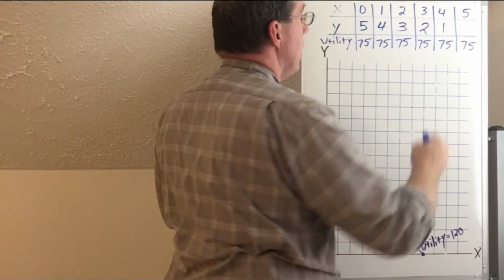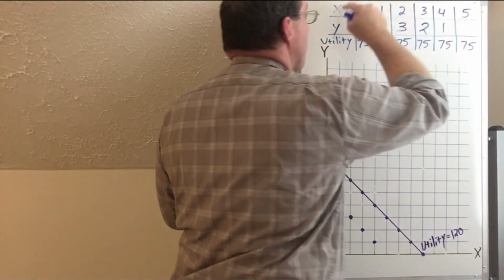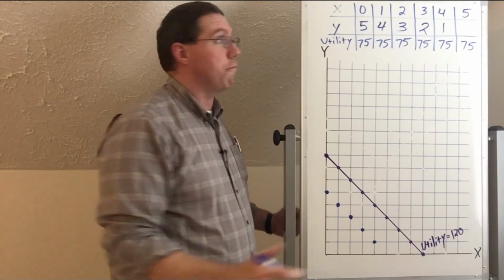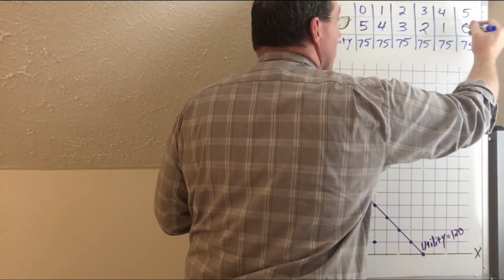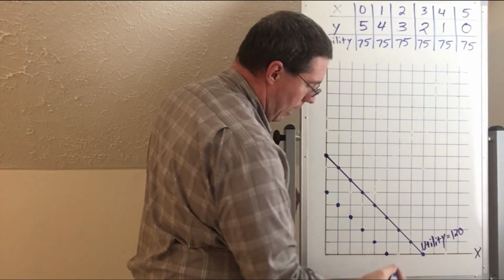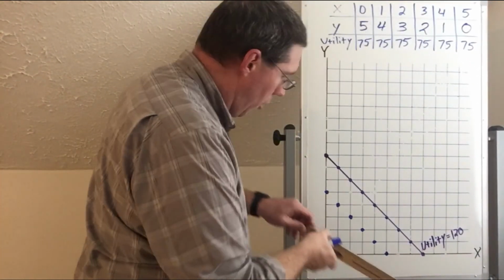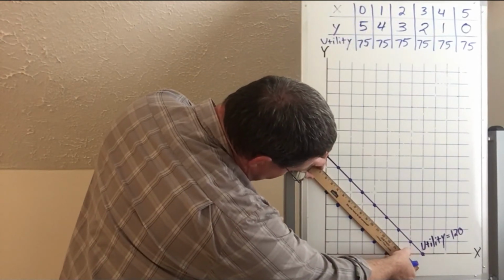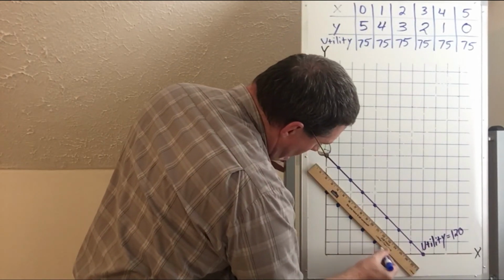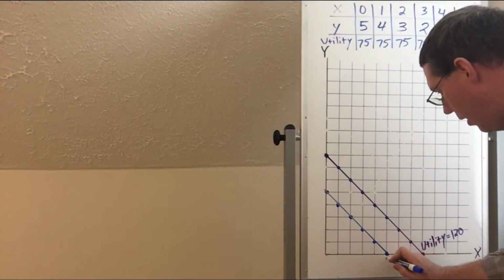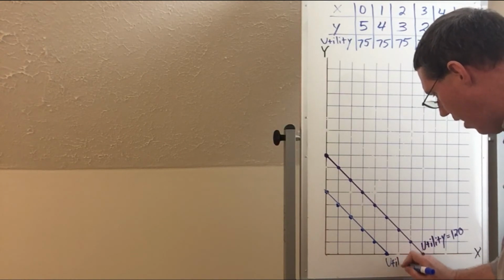And then lastly, if I want to have 5 units of product X, well, that gives me 75 utility. So I don't need any units of product Y. So this will be 0, and I'll have the point 5, 0. And now, if I draw a straight line through all those dots, here we go. And that line, this indifference line, represents a utility of 75.